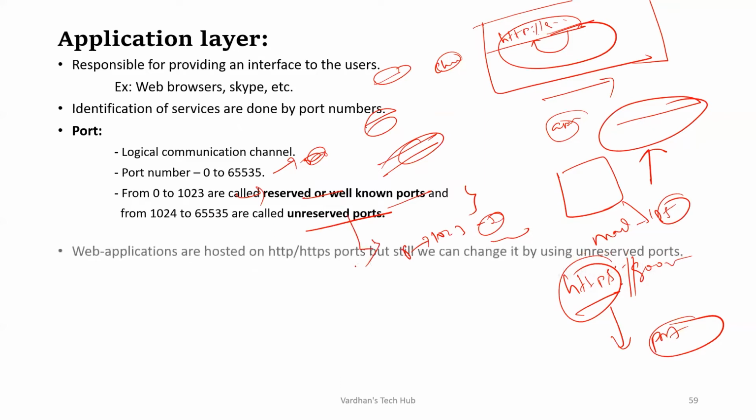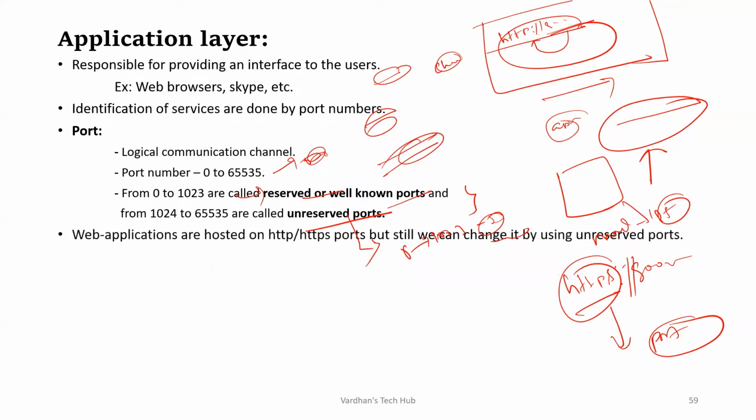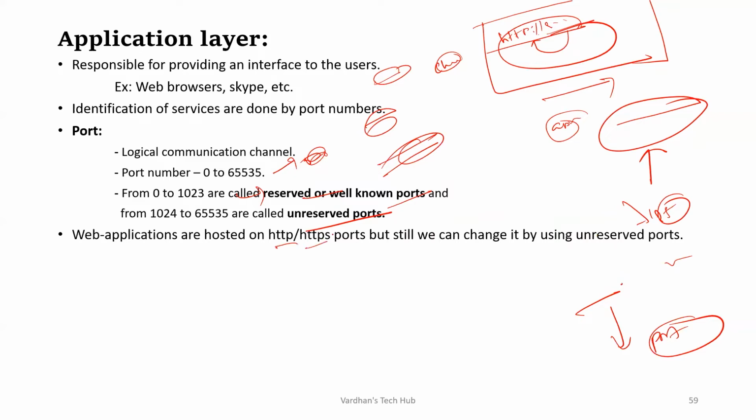Normally any web application runs with either http or https. Sometimes, if they want to protect more, they will use https colon double slash google.com colon 8080, so they also add unreserved ports.